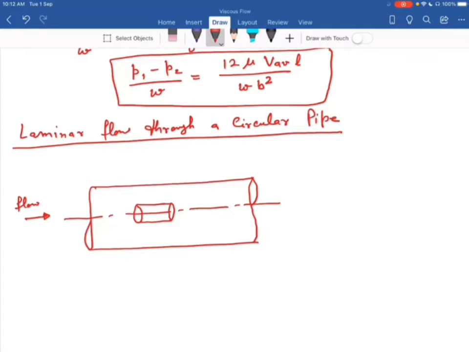Now say the length of the cylindrical element is dx. The radius of the cylindrical element is r, small r. Now we measure the distance y from the pipe walls. So say this distance is y. Then the pressure intensities. So we write the forces on this element.